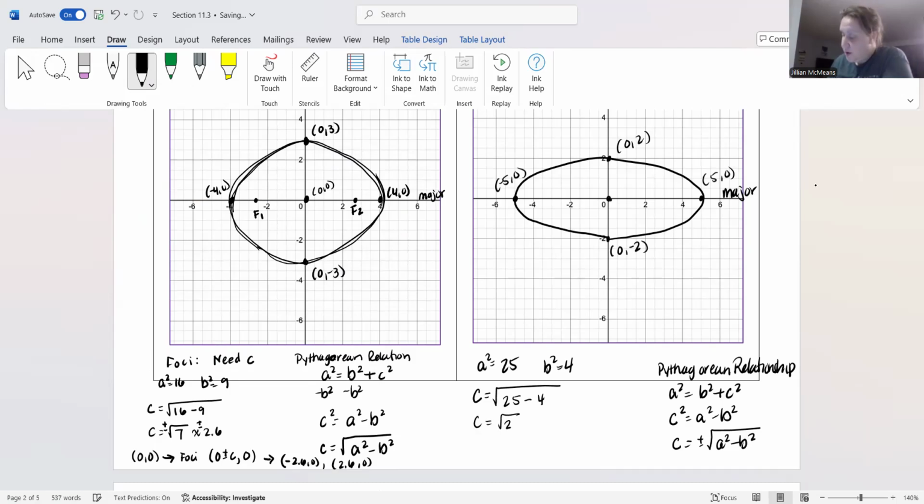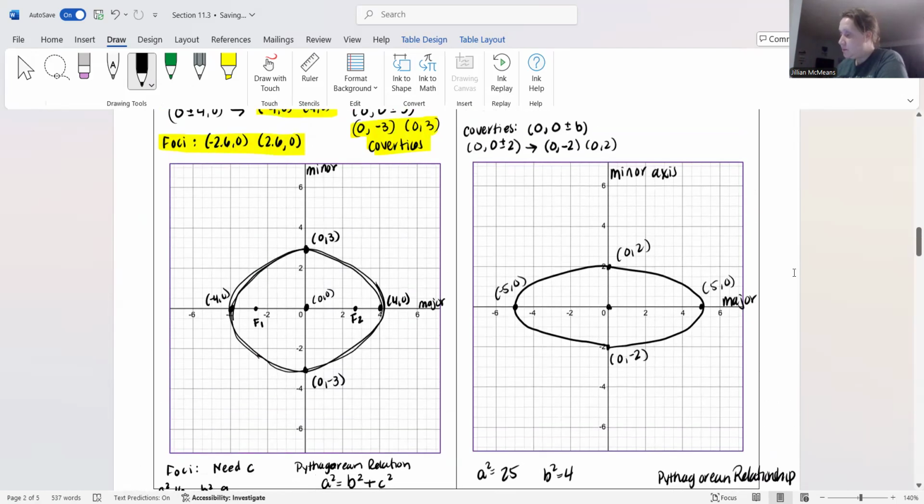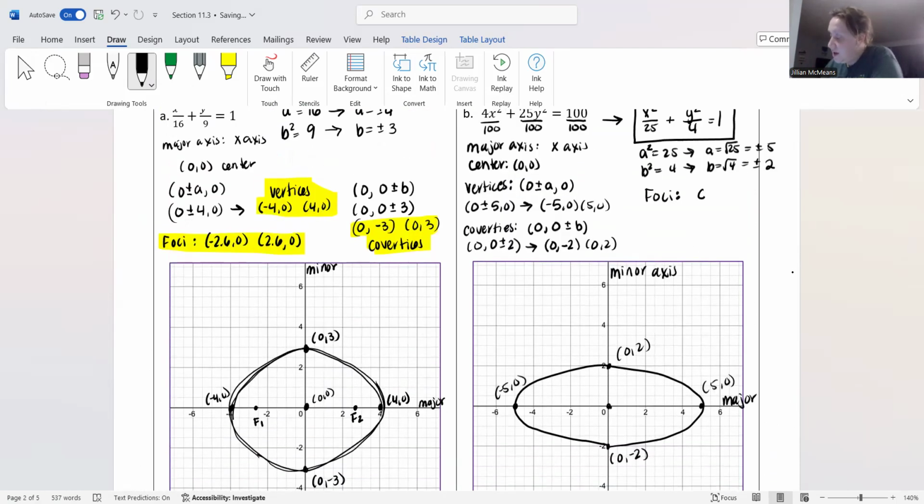So c is the square root of 21 plus or minus, which is approximately 4.6. Now remember, your foci run along the major axis, and they're pretty close to your major vertices. They're just sort of inside those curves. So what we're going to do when we go to get the foci, we need to make note that c equals plus or minus 4.6.